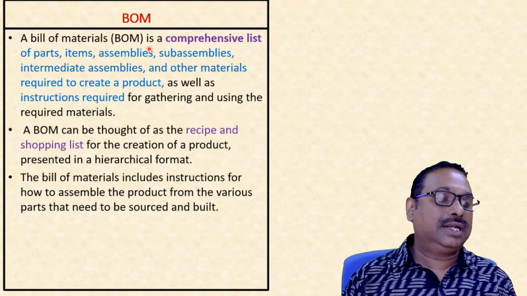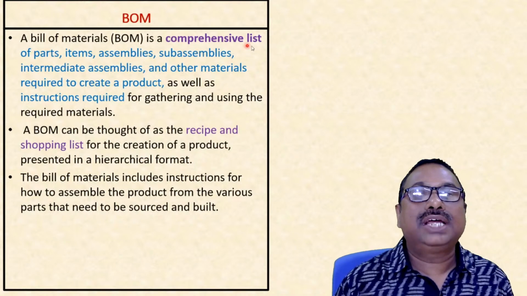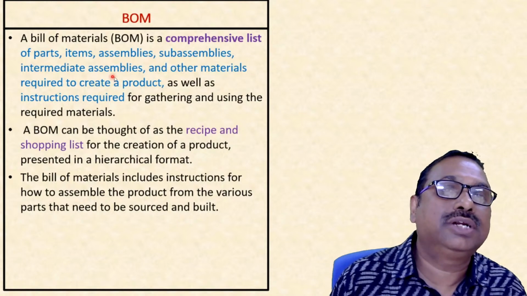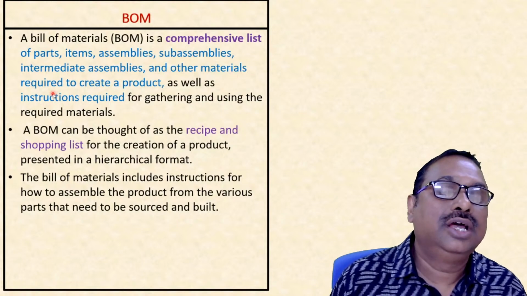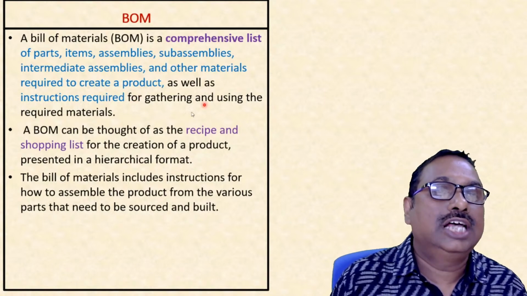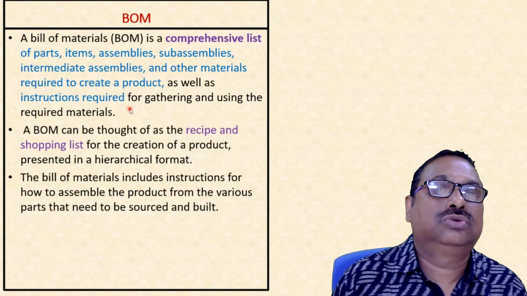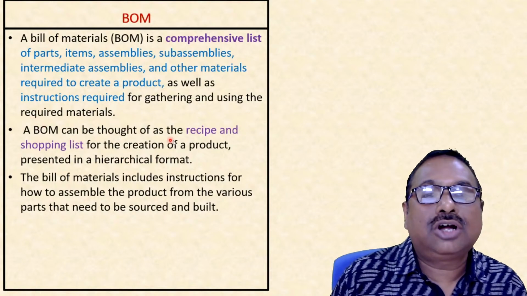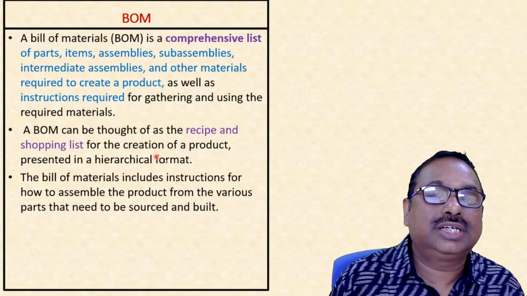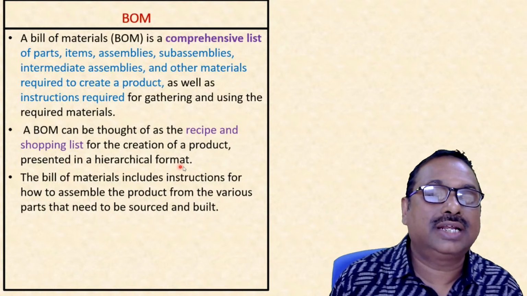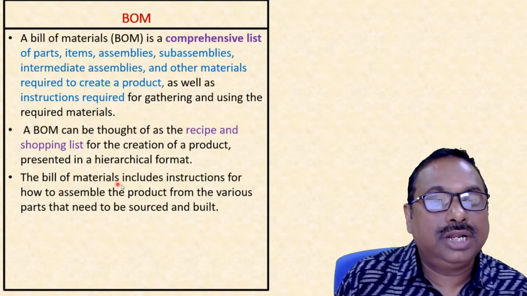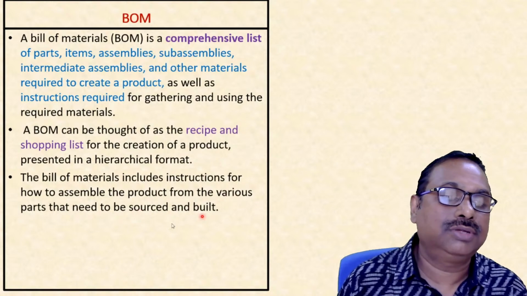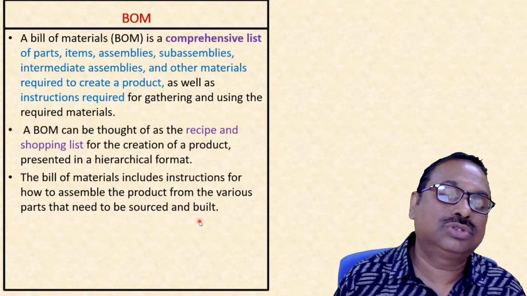So bill of material is a comprehensive list of parts, items, assemblies, sub-assemblies, intermediate assemblies, and other materials required to create a product, as well as instructions required for gathering and using the required materials. It can be thought of as a recipe and shopping list for the creation of a product, presented in hierarchical form. So the bill of material includes instructions for how to assemble the product from the various parts that need to be sourced and built.